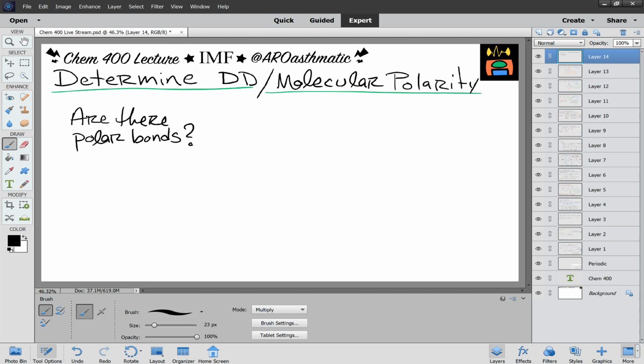All right, so we're dealing with a flow chart. It's either no or yes. If you do not have any polar bonds, your molecule is automatically nonpolar. If it does have polar bonds, it doesn't guarantee that you're polar. You have to answer one more question.